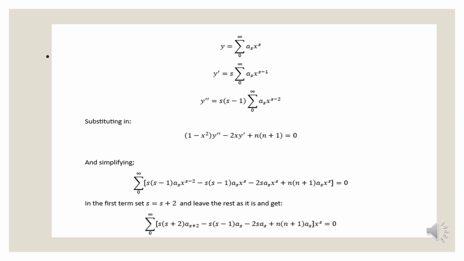We also get the second derivative of y with respect to x. We substitute all the above in the Legendre differential equation and we end up with the expression given there. Now, in the first term, we set s equal to s plus 2 so that we get a uniform power of x to the power s in all the terms. Now, we get a final expression of (s+2)(s+1) a_(s+2) minus [s(s+1) minus n(n+1)] a_s equal to 0.